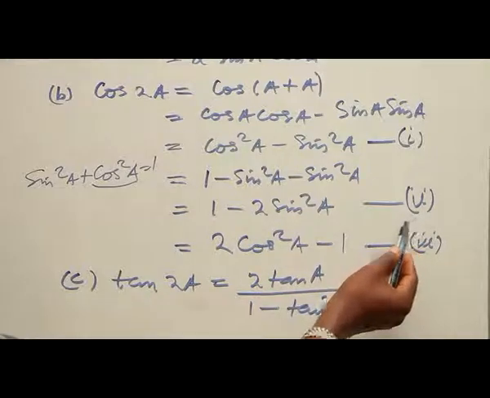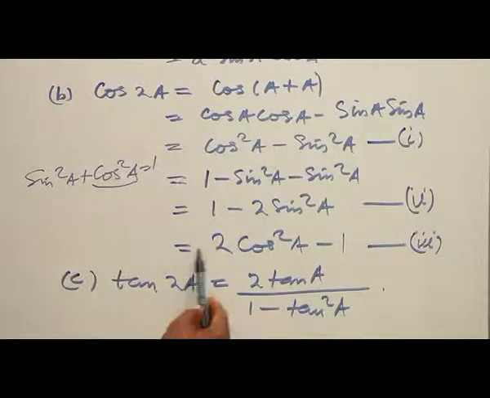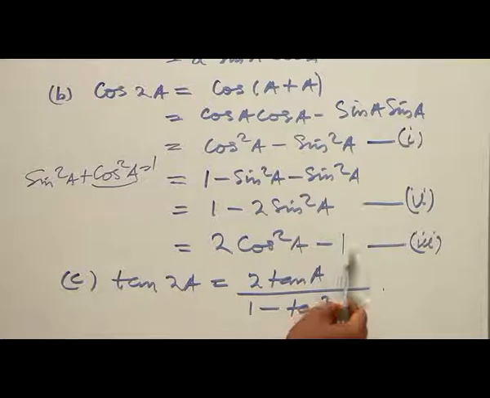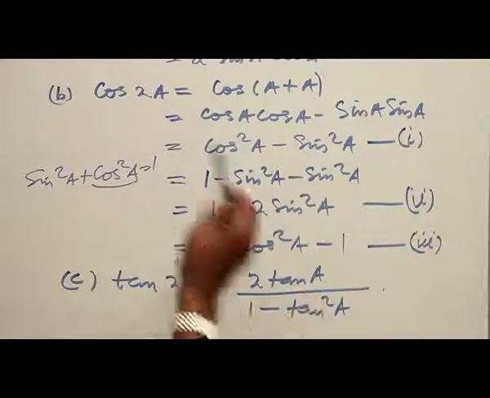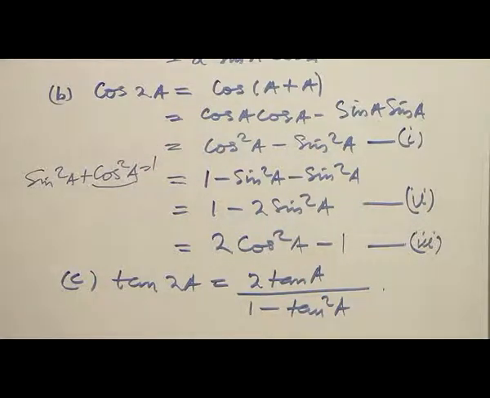This is another identity. Then of course, this is also equal to 2 cos squared A minus 1, another identity, on the same cos 2A. So cos 2A has 3 identities. Please recognize them. C, tan 2A. Following the same procedure, we will resolve this to have 2 tan A all over 1 minus tan squared A. So these identities are from the compound angles, which is giving us the multiple angle formula.